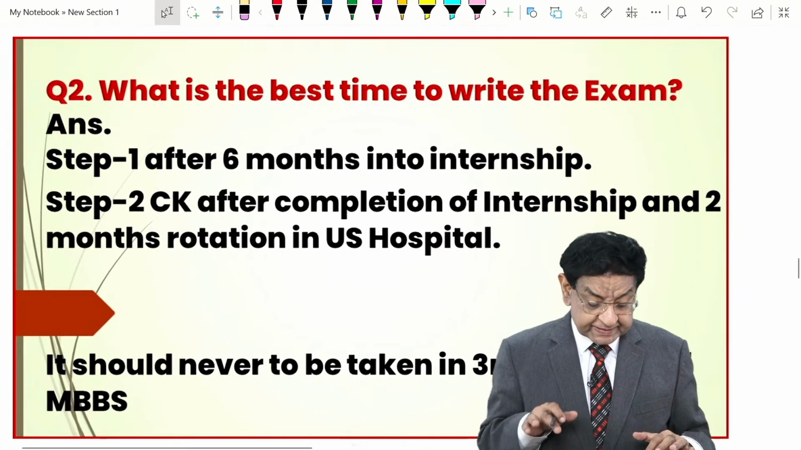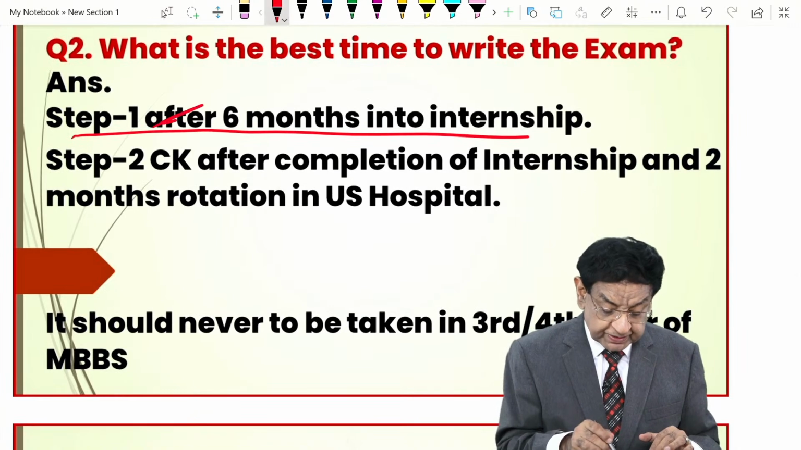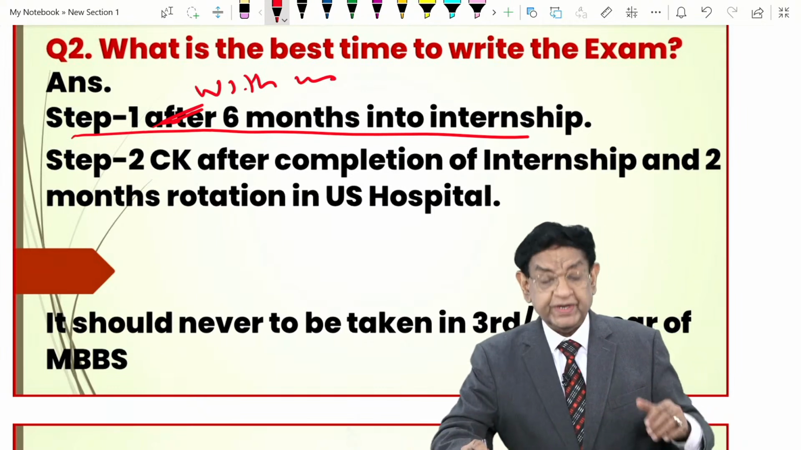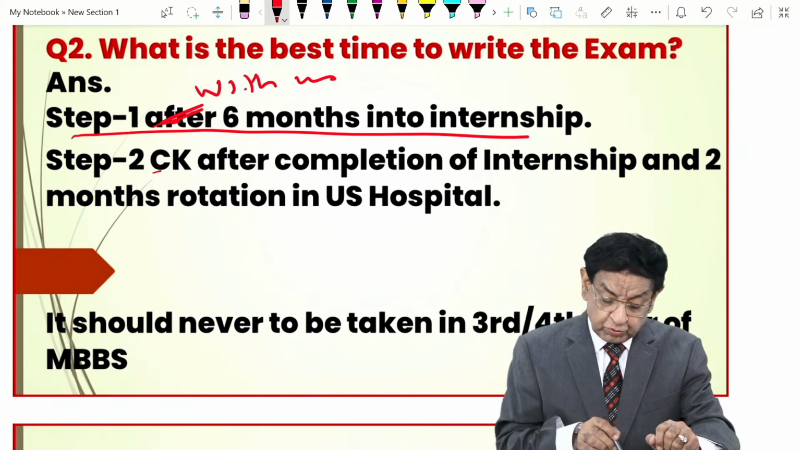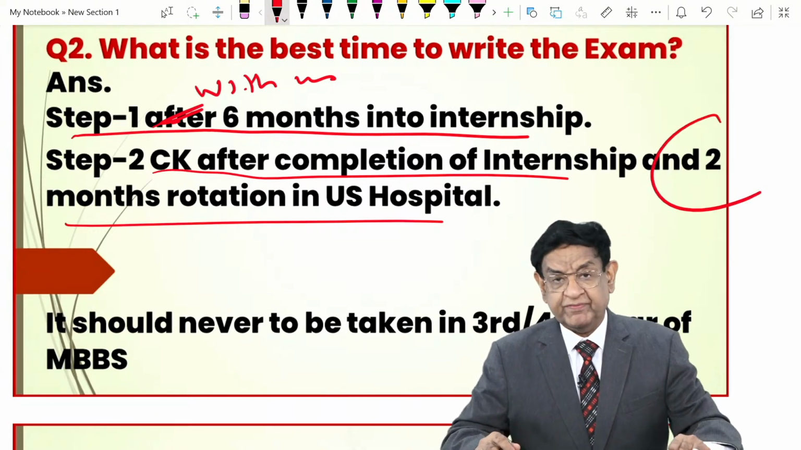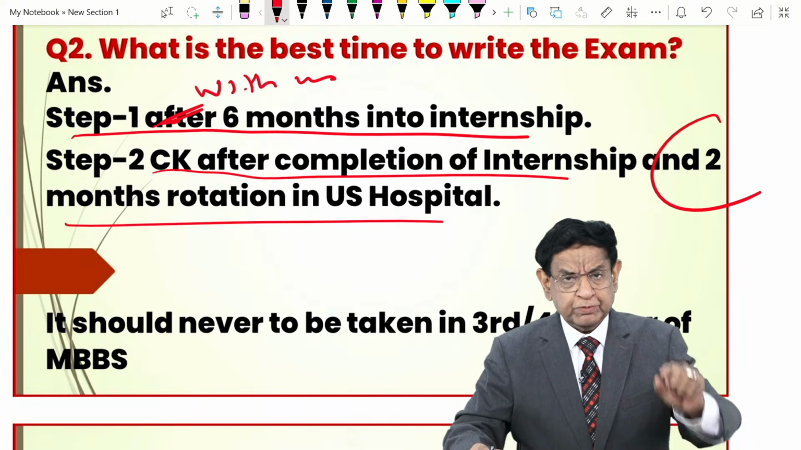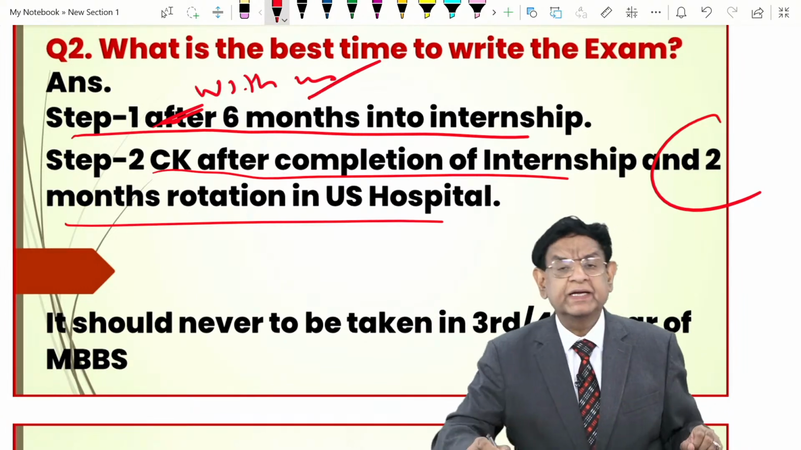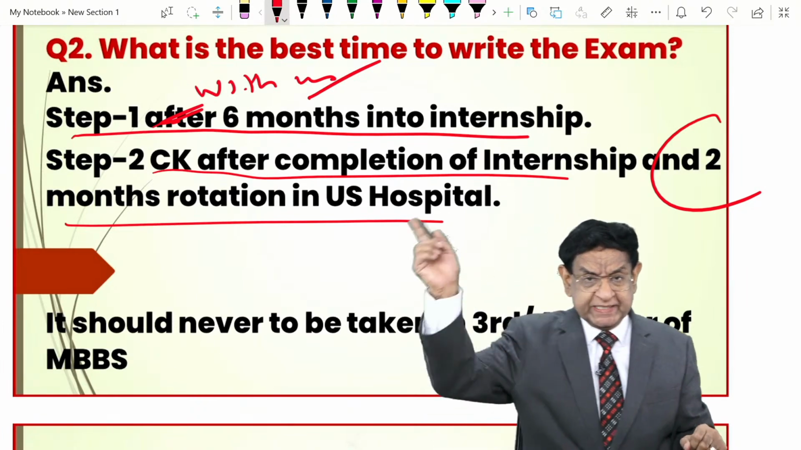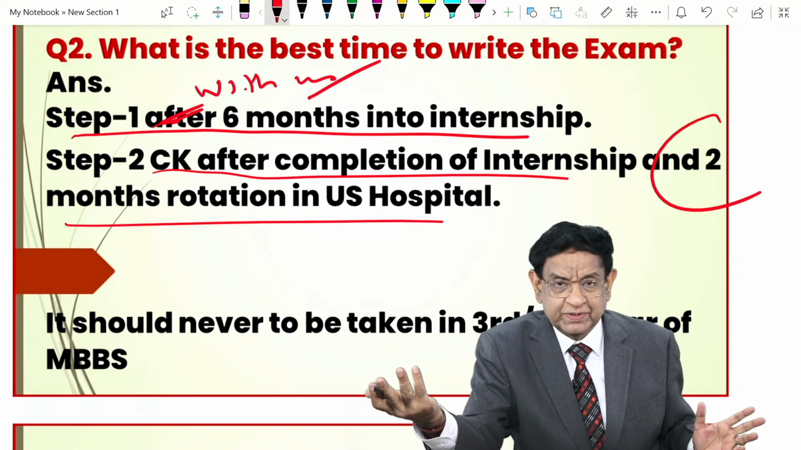What is the time to write the exam? Step 1: within the first 6 months of internship. And Step 2: soon after internship, and the clinical rotation should be done in the second half of the internship. But sir, my senior says you should prepare in second year and write Step 1 in third year. Biggest mistake. But my seniors say so. Then my answer is, I am senior to your senior also.